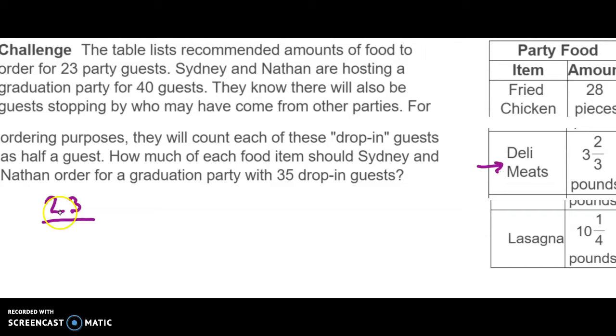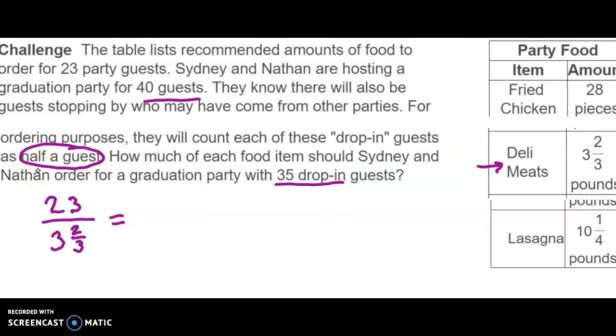So 23 party guests will use 3 2/3 pounds of deli meat. And we want to know how much meat they should plan for if they have 40 guests plus drop-in guests. This is where several folks missed this little detail right there. Each drop-in guest is going to count as half of a guest.